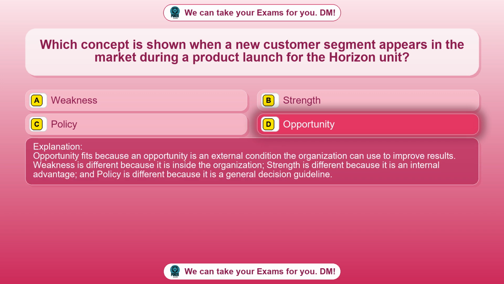Opportunity fits because an opportunity is an external condition the organization can use to improve results. Weakness is different because it is inside the organization, strength is different because it is an internal advantage, and policy is different because it is a general decision guideline.